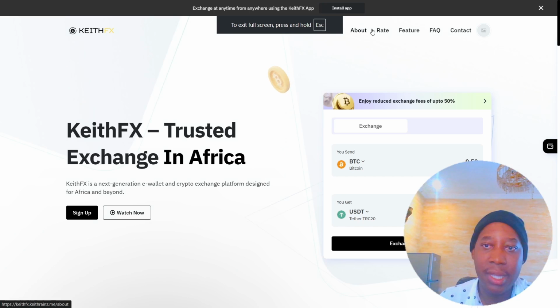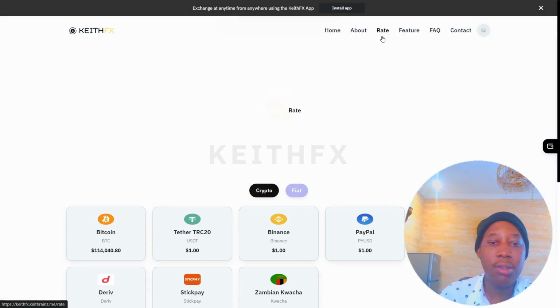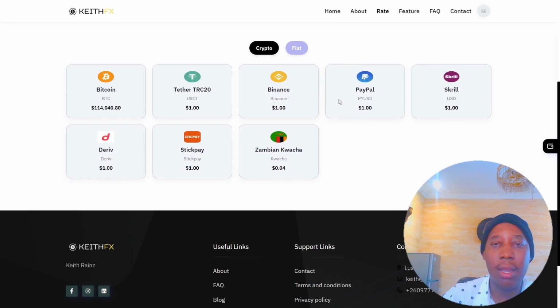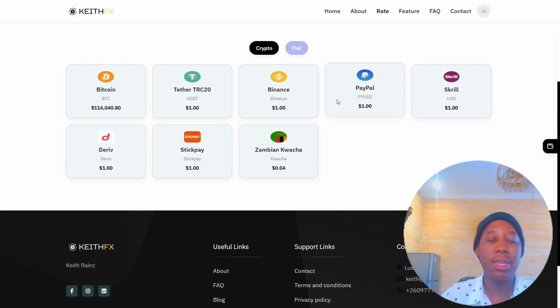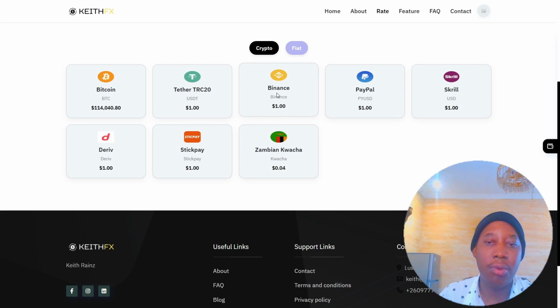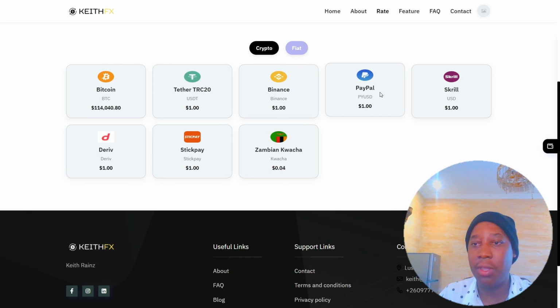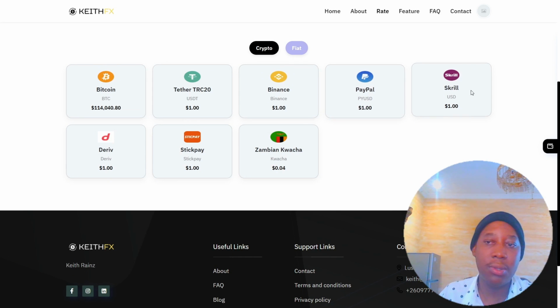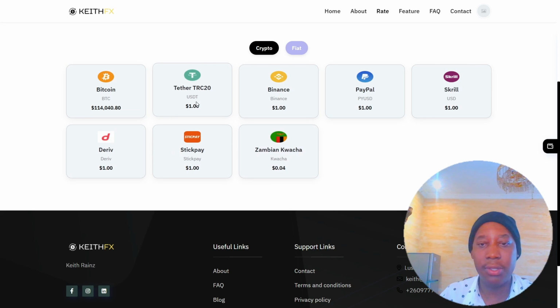When you go to my website, click on rate. Here we see a list of assets that you can exchange at KeithFX. Here's what you should do. Find people who want to buy or sell Bitcoin, or buy or sell USDT. Find people who want to withdraw or deposit to Binance, or withdraw from or deposit to PayPal. Find people who want to deposit or withdraw from Skrill, Deriv, StickPay, and so on.